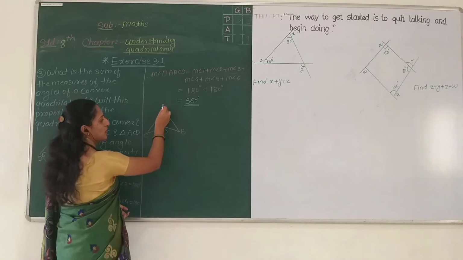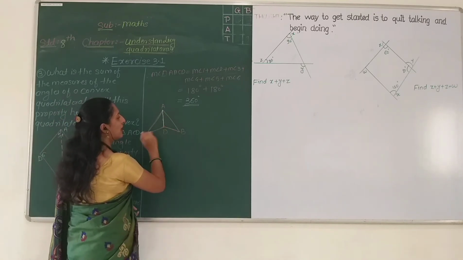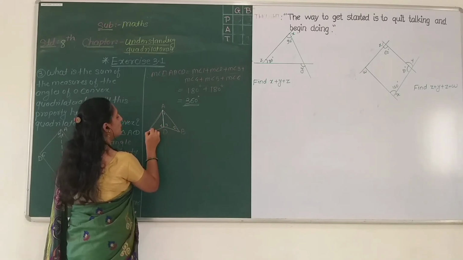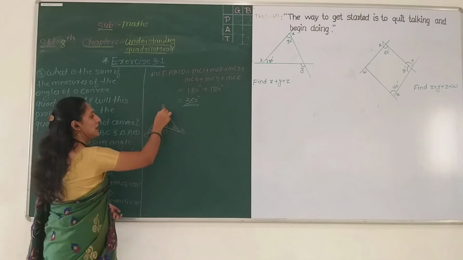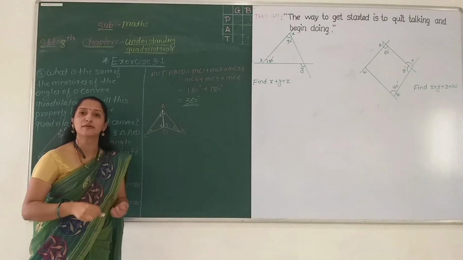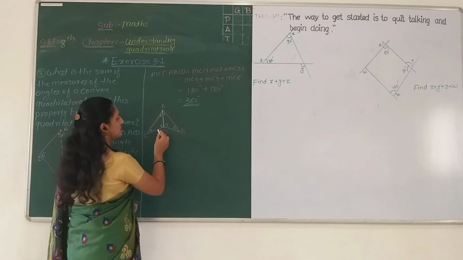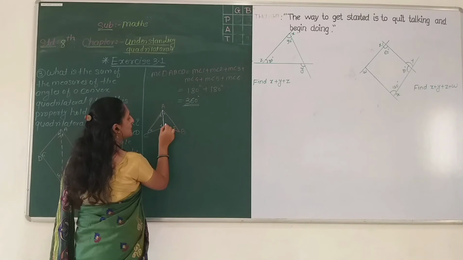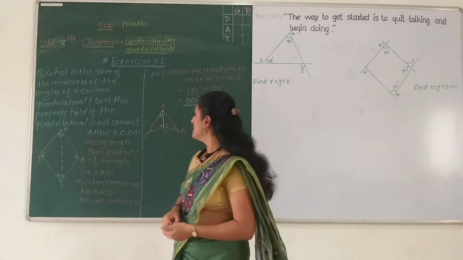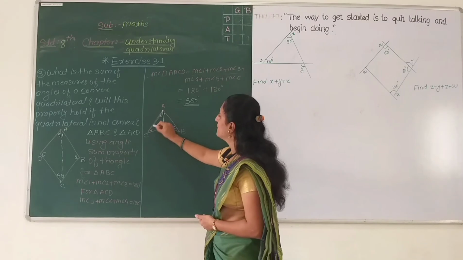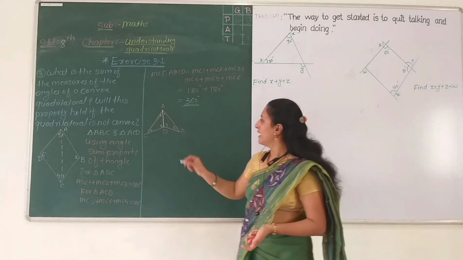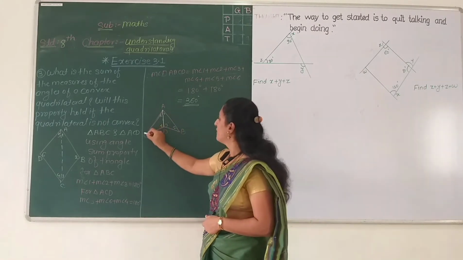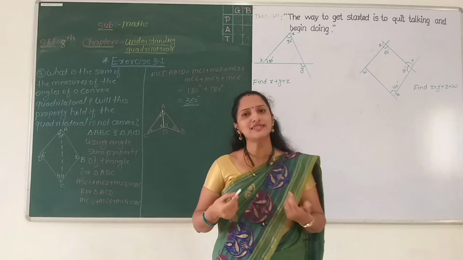Again, this polygon is divided into two triangles, 1, 2, 3, and I name the others 4, 5, and 6. There are two triangles, and using the angle sum property, we can write measure angle 1 plus 2 plus 3 is equal to 180 degrees. Also, measure angle 4 plus 5 plus 6 is equal to 180 degrees. Adding the sums of these two triangles, we get the sum of all angles of the quadrilateral is 360 degrees.